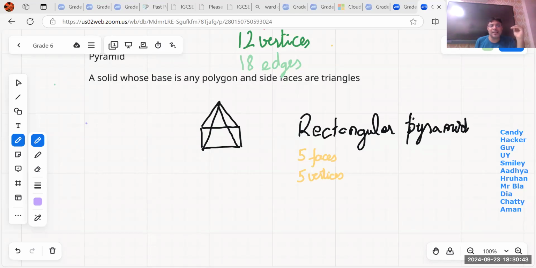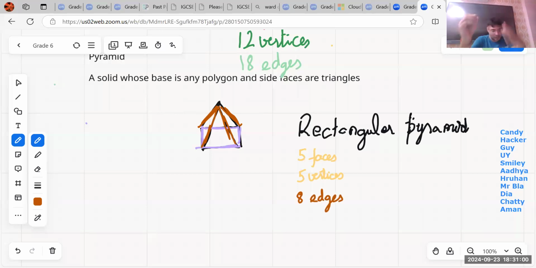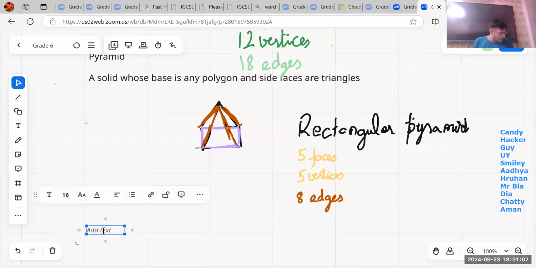Guys, if you imagine, it becomes very easy: 8. 8 is correct. Imagine 4 at the bottom, and from every vertex 1 is going up: 5, 6, 7, 8. If you imagine, it becomes very easy. If you don't imagine, it is a 3D shape, so you have to imagine. Sir, how 8 edges? Beta, 4 purple, 4 brown, 4 standing ones from each vertex and 4 in the base.